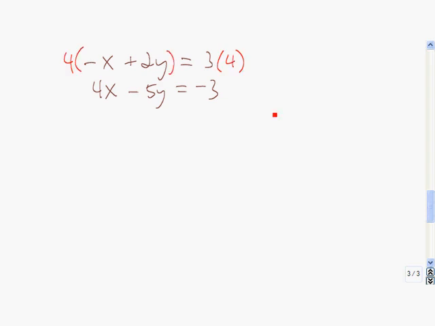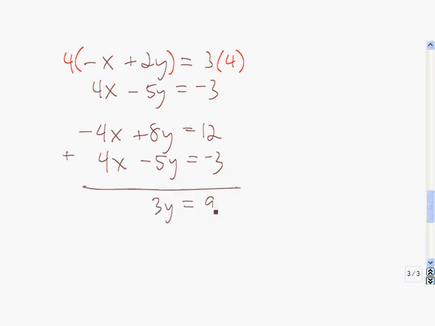So the first thing you should do is multiply both sides of the first equation by 4. If you do that, then you get this for your system. So next, you should add corresponding sides of both equations. And you get 3y equals 9, which means y is equal to 3.